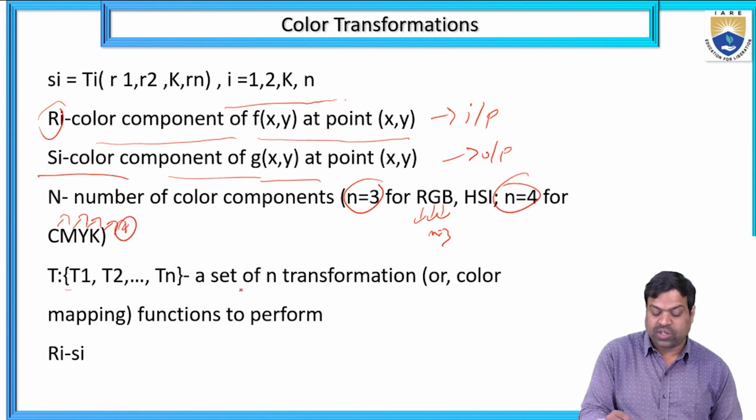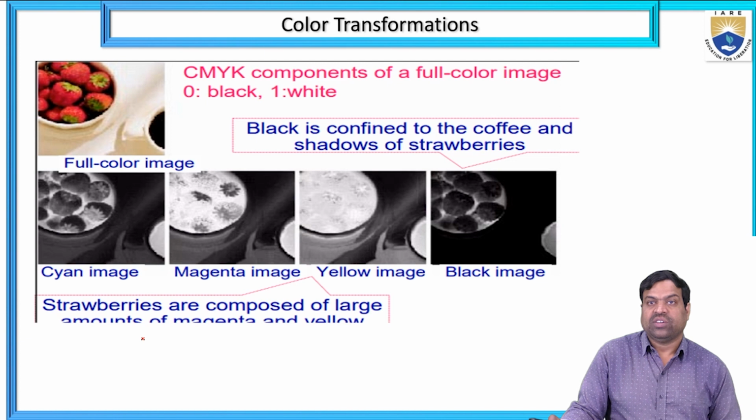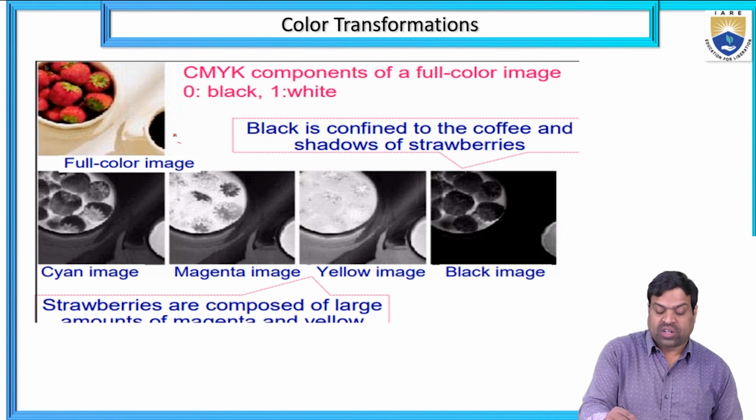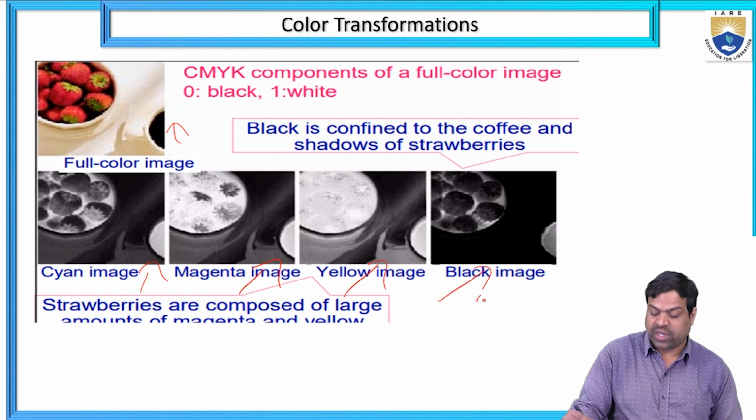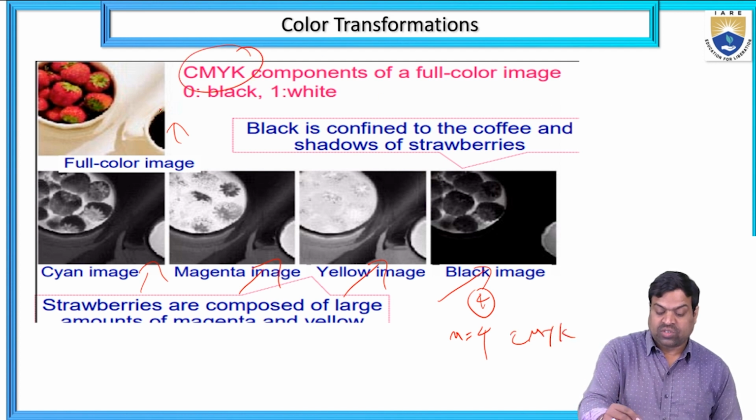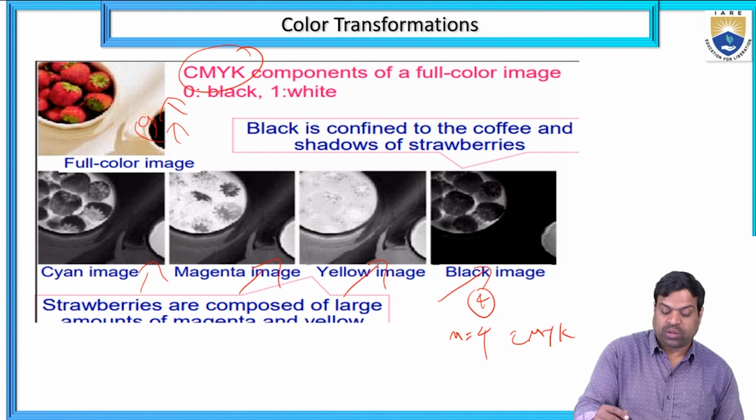So T equal to T1, T2, up to Tn, a set of n transformations or color mapping functions to perform R_i into S_i. So it is color image processing with cyan, magenta, yellow and black. How many are there? 4. So it is n equal to 4, that is CMYK. So what does this mean? Input is a color image.